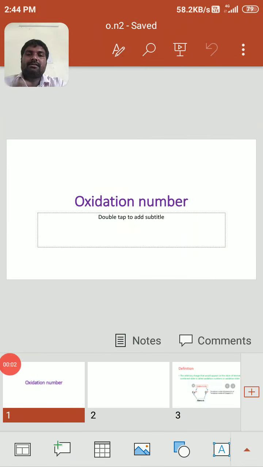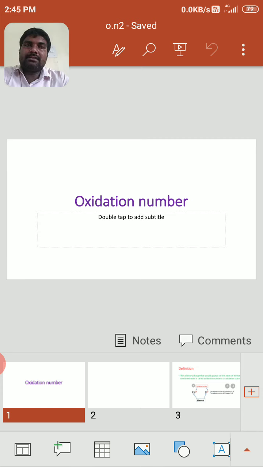Hi students, today our topic is oxidation number. In chemistry, every atom tries to attain its nearest noble gas configuration by loss of electrons or gain of electrons. By this loss or gain of electrons, an atom can form charges, two types of charges: one is positive, another one is negative. Positively charged species are called cations and negatively charged species are called anions.